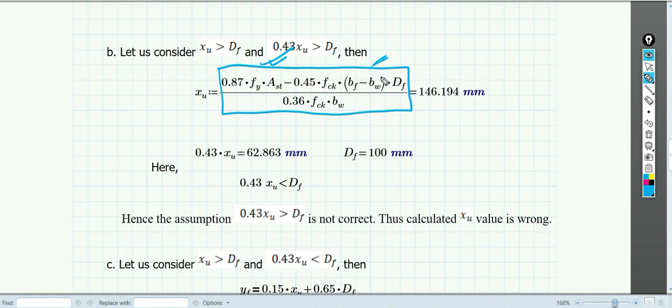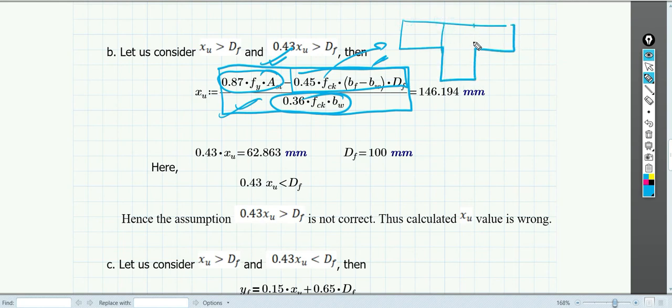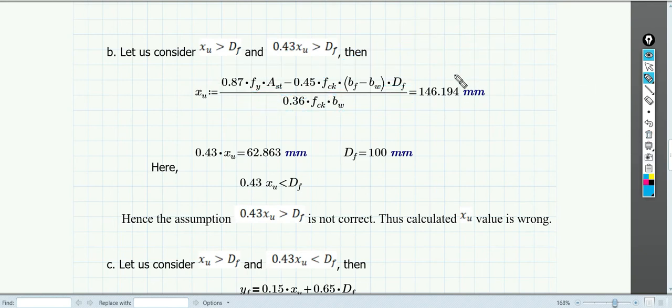If you understand the theory, I think you can remember this equation. This part and this part are the same; only this part gets subtracted, and this is nothing but the force in the concrete block which is outside of the web. If we had a flange something like this, we are only talking about this part, that part gets subtracted. And this comes out to be 146.194 mm.